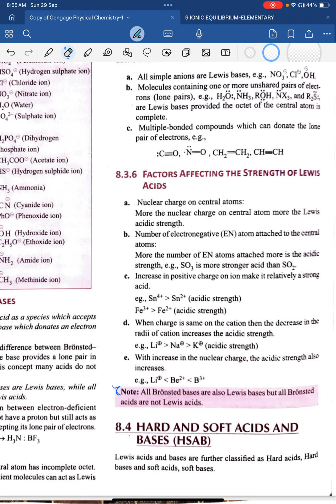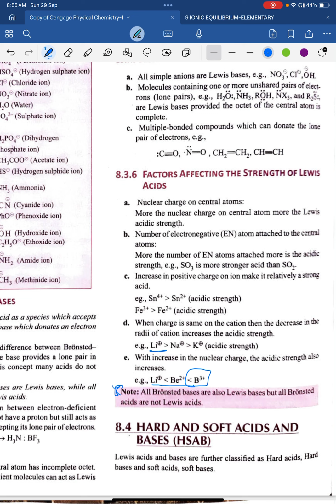Next, whenever the same positive character is there, take lithium, sodium, potassium. Lithium is small in size. It can attract electrons easily compared to potassium. So that is the reason it has more acidic character. And the more the positive character, the more the Lewis acidic character.